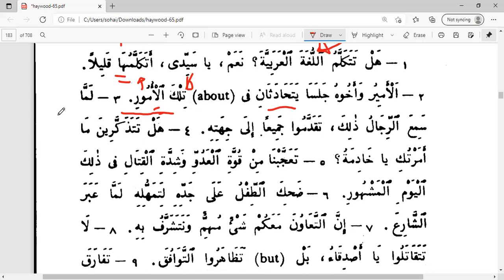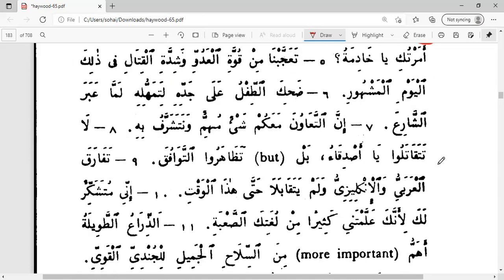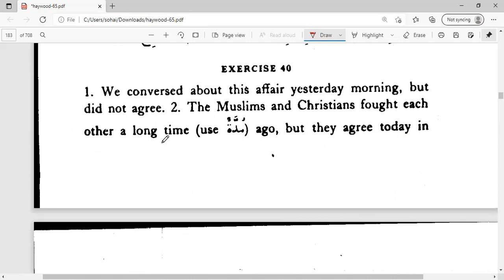Okay, لما سمع الرجال ذلك تقدموا جميعا إلى جهته. I'll translate this for you. لما means when. سمع الرجال, the men heard. When the men heard ذلك, that. تقدموا means came forward, so they came forward. جميعا, all of them. إلى جهته, to his direction, so to his side. Okay. So if you do a couple of these: we conversed about this matter, this affair, yesterday morning, but did not agree.